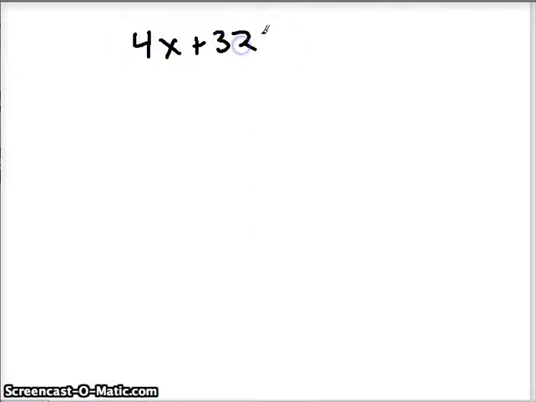4x plus 32. Well, if we take out the greatest common factor, 4 goes into each of them. It's the largest number that does. 4x divided by 4 just leaves x, and 32 divided by 4 leaves 8. And again, distribute to get back to the beginning. 4 times x is 4x. 4 times 8 is 32.